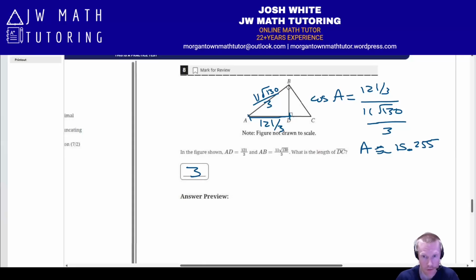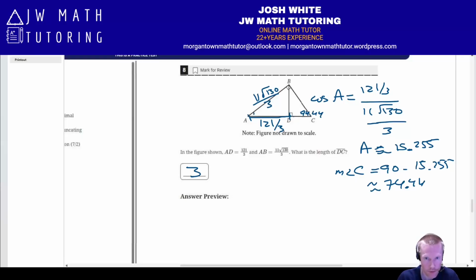Then you could find the measure of angle C. The measure of angle C is just going to be 90 minus A, because they're two acute angles that have to add up to 90 in a right triangle. It's going to come out to approximately 74.44. So now we know this angle, 74.44. We knew this one, 15.26, I think I rounded off.